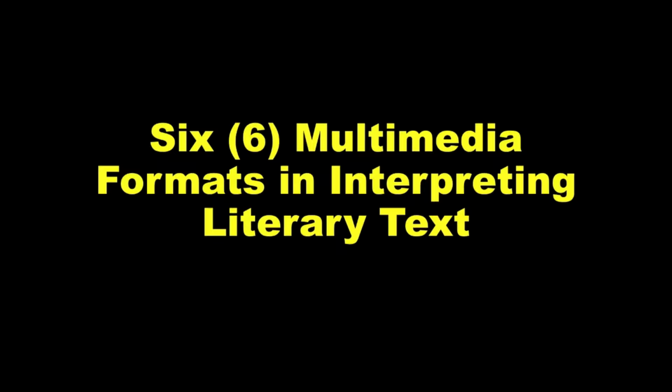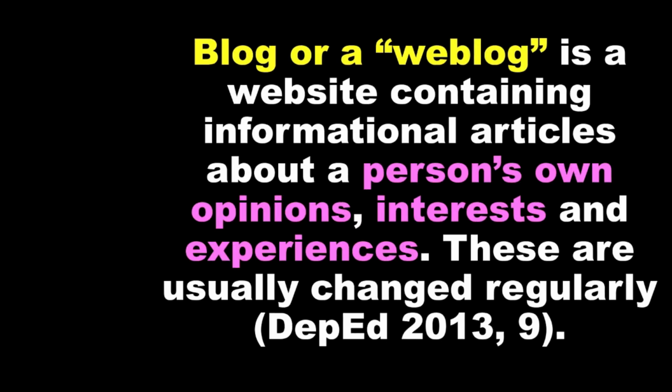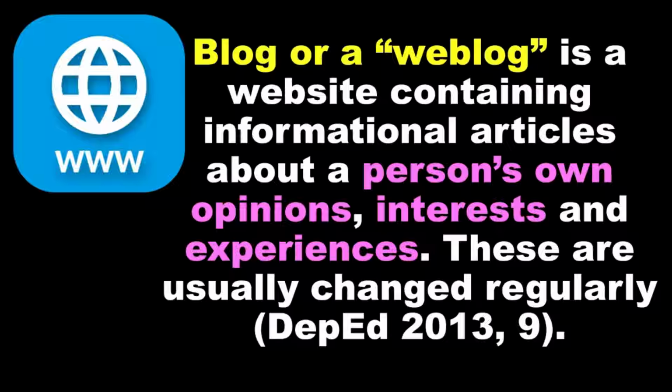Now, let us identify the 6 multimedia formats in interpreting literary text. First, we have blog or weblog. It is a website containing informational articles about a person's own opinions, interests, and experiences. These are usually changed regularly.